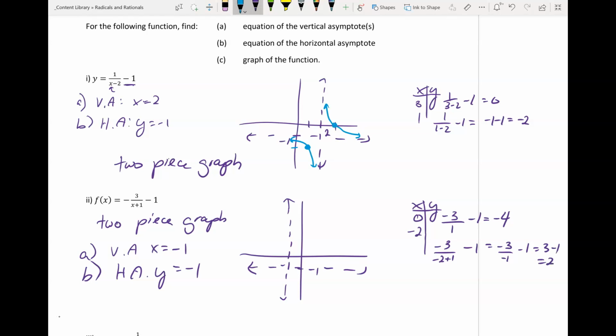I'm going to plot those 2 points in. So 0, -4, and -2, 2. I'm going to follow the same shape as a 2-piece graph would look like. So something like this.